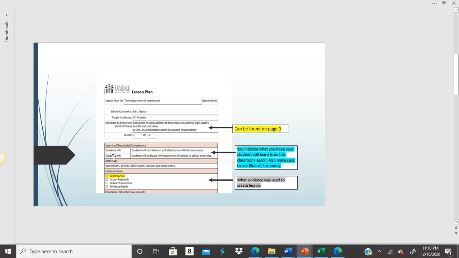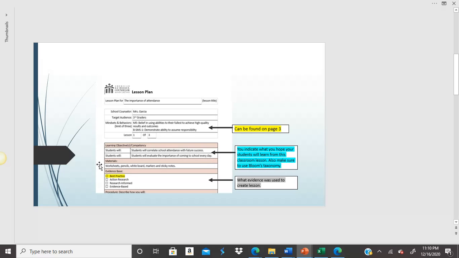And then for learning objectives, you will have 2 learning objectives. You will indicate what you hope your students will learn from this classroom lesson. And as you're creating the objectives, make sure that you're using Bloom's taxonomy. You could always just Google Bloom's taxonomy and just look at the verbs and always use the higher levels.